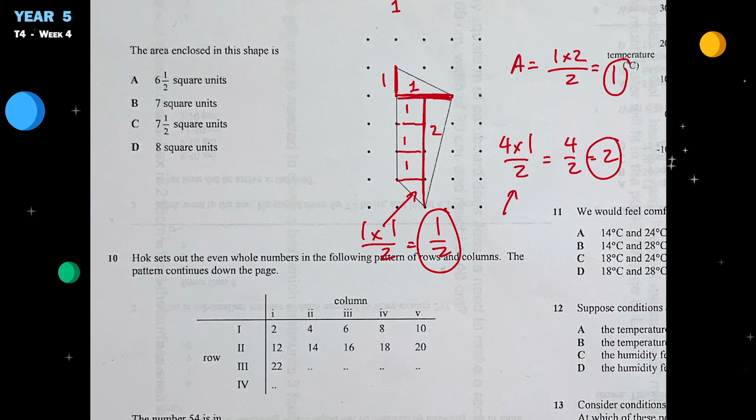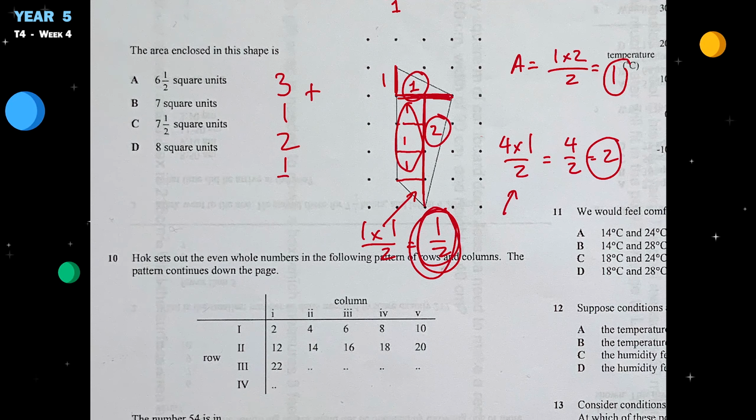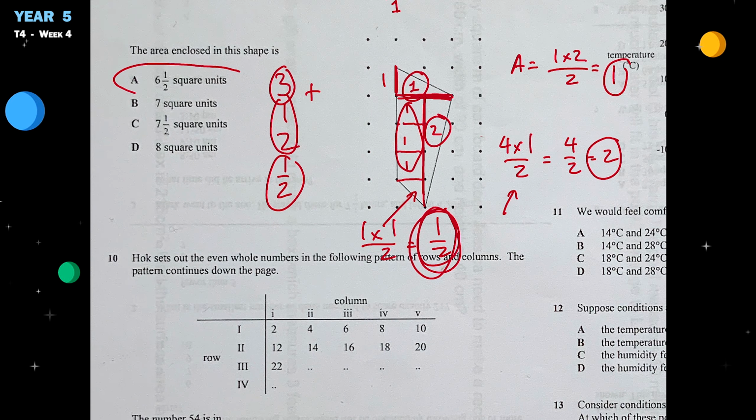So that means the total area is you got 3 here, plus a 1 here, a 2 here, and a half here. Let's add them all up. 3 plus 3 is 6, and 6 and a half. So the answer is A.